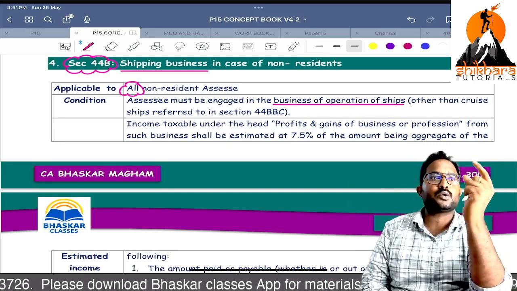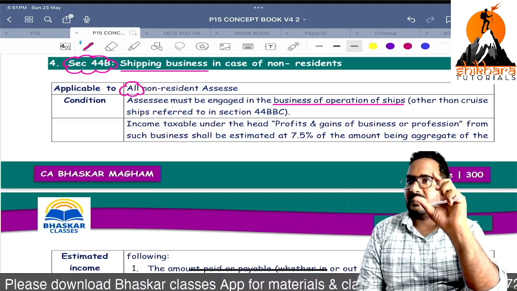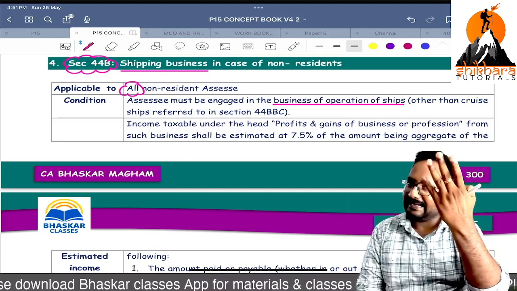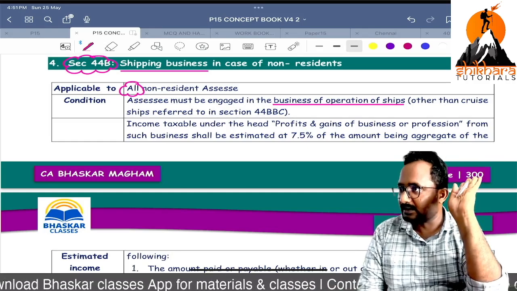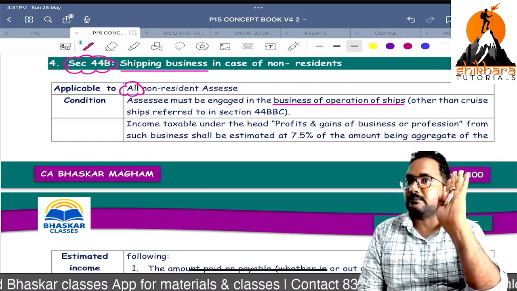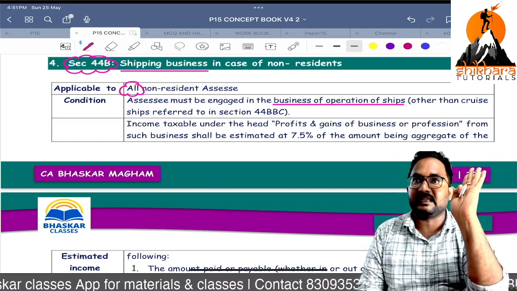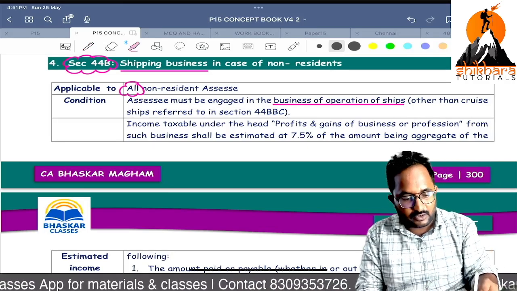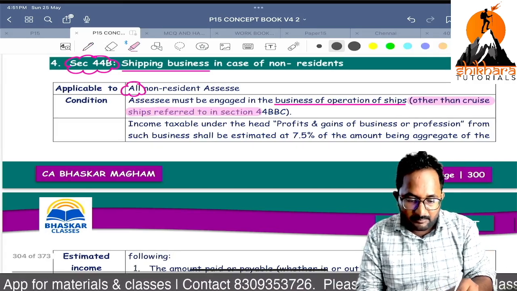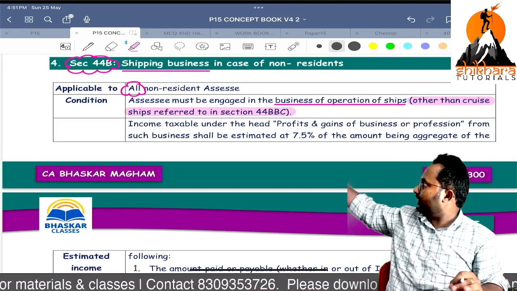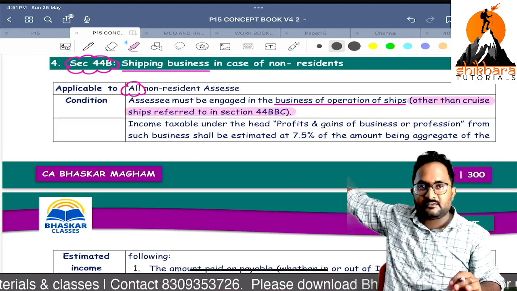What do you mean by cruise ships? Nothing but tours. Titanic is the best example. That is a cruise ship only. For that ship, the presumptive taxation provision is separately given in a new section, that is 44BBC. Other than those ships, all the ships are covered in this provision only.